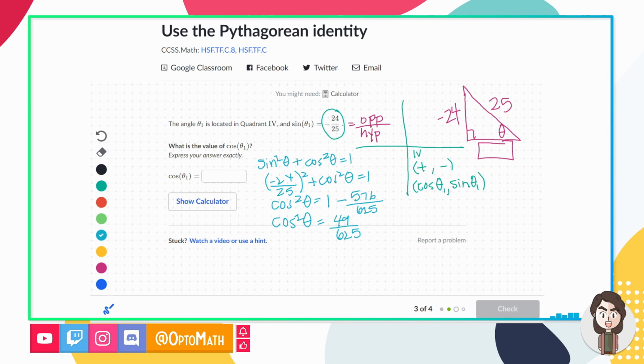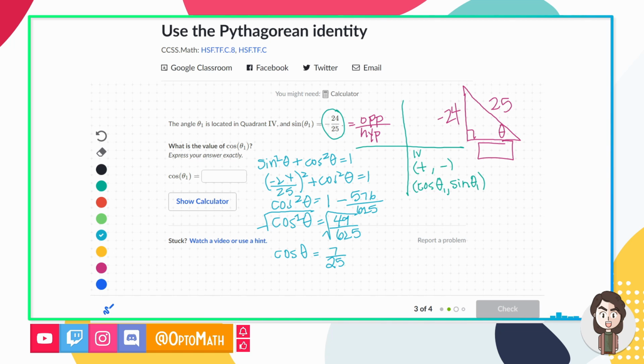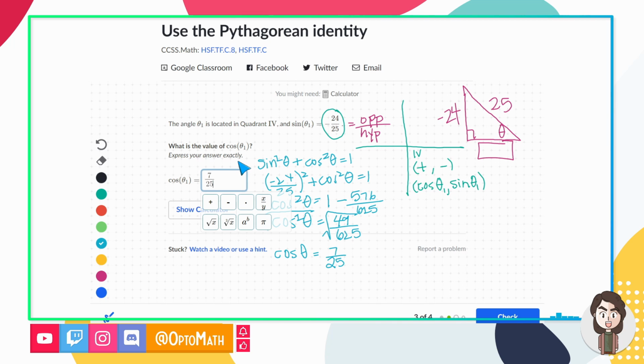Now we have figured out the fraction of 1 minus 576 divided by 625, and now we want to take the square root of both sides. And yes, we do the plus or minus when we take a square root, but we already know cosine is going to be positive, so we only need to take the positive. So we see here that the square root of 49 is 7, the square root of 625 is 25 because we just squared it to get to 625. And our final answer is 7 divided by 25. And it wants an exact answer, so just leave that as a fraction.